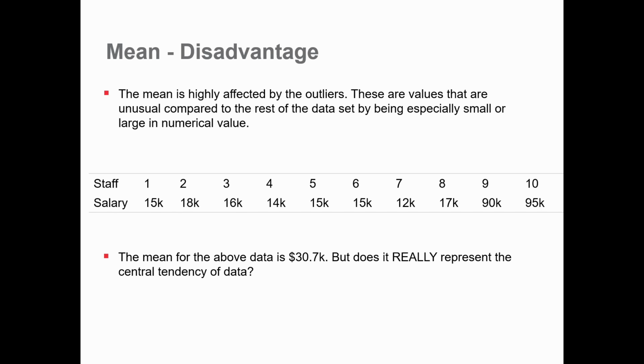The disadvantage of mean is it is highly affected by outliers. The outliers are nothing but the random values which stand outside the typical value of a data set.